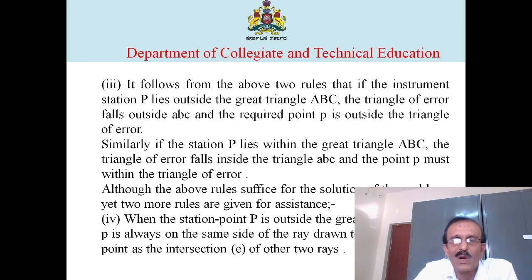When the point P is outside the great circle, the point P is always on the same side of the ray drawn to the most distant point as the intersection of the other two rays.